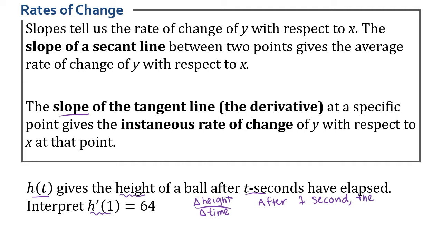So what this means is after 1 second, the ball has a rate of change, which in this case is going to be velocity, because we're talking about the speed, so how quickly that ball is moving. So the ball has a velocity of 64. The units for our height, it did not say, but we're going to just assume that it said feet per second.